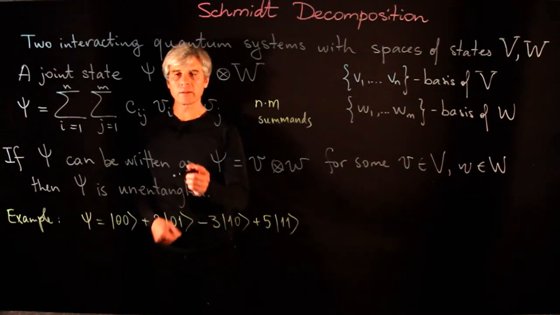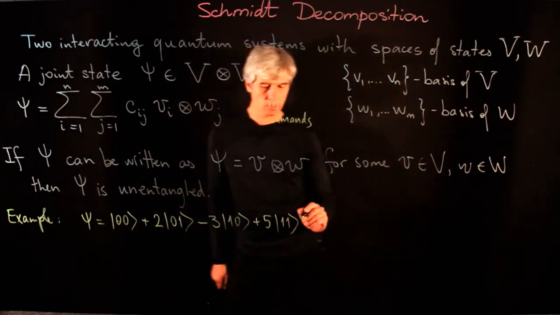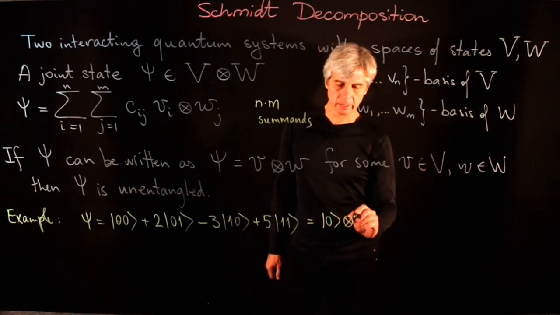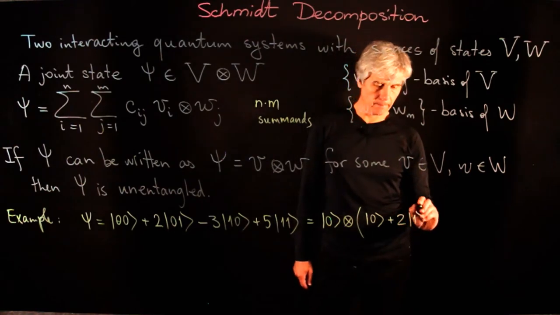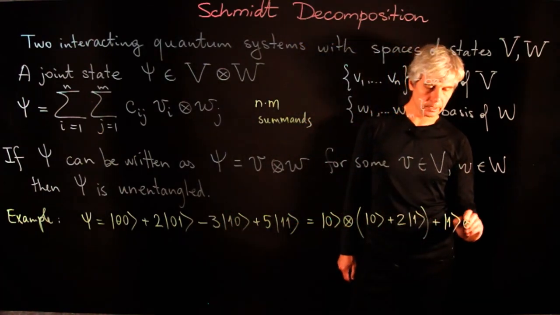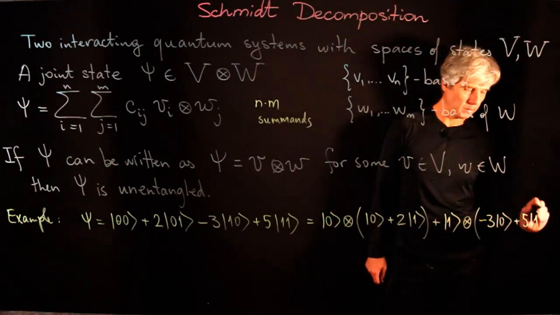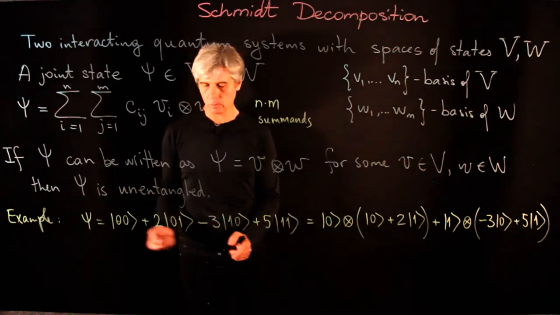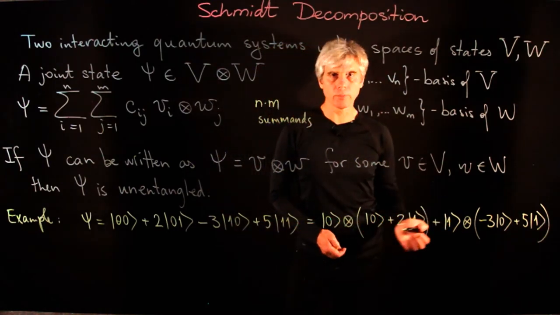What we can do is remember that the tensor product operation is bilinear, and this allows us to factor things. So we can factor out the first zero and write this as zero tensor product with another zero plus two times one. Likewise, we can factor out the first one bit: one tensor product with negative 3 times 0 plus 5 times 1. So we managed to reduce the sum of four tensor product terms into a sum of two tensor product terms. This is a very crude approximation to the Schmidt decomposition.